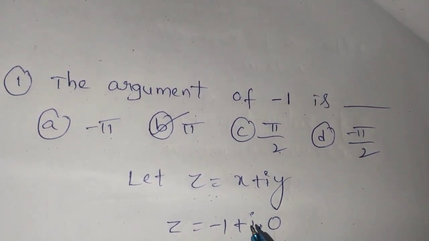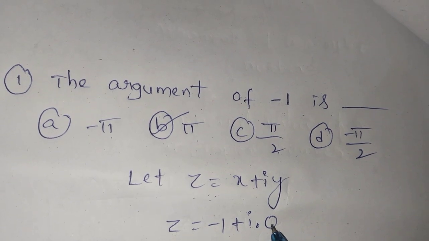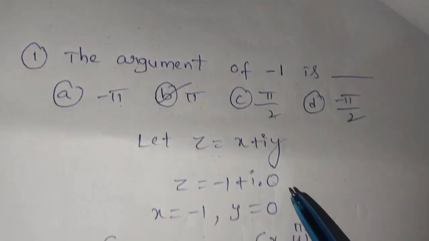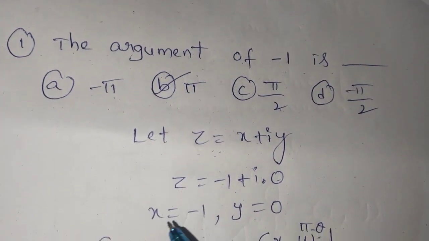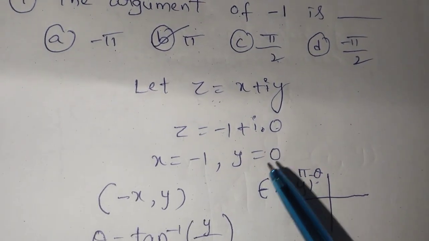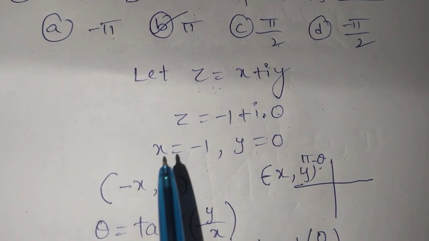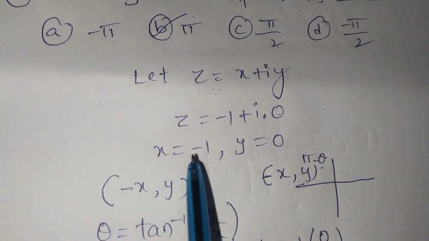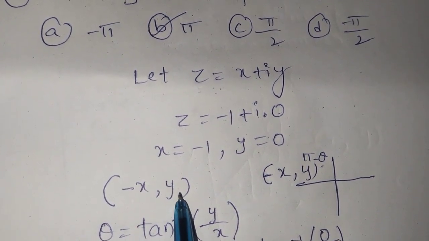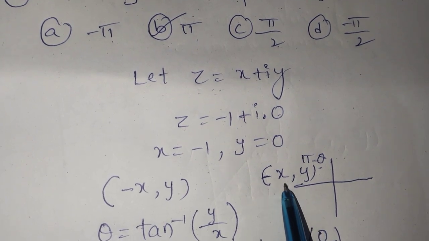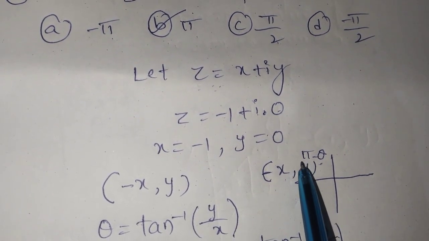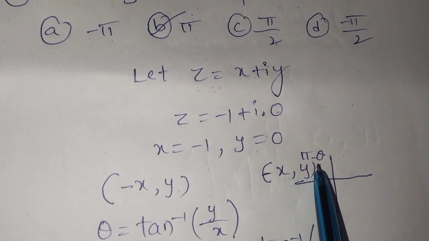Then I can write i into 0. Now compare: minus 1 is x and y is 0. So we write the x and y values: x is equal to minus 1, y is equal to 0. Now the ordered pair is minus x, y. X is negative, y is positive. Which quadrant is it? It is the second quadrant. In the second quadrant, the principal value is pi minus theta.